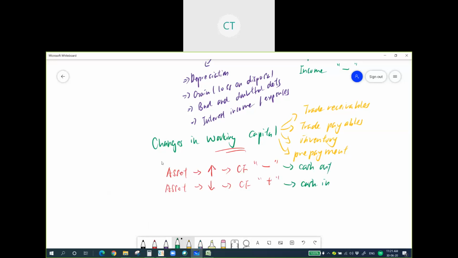On the other hand, for your liability, if your liability value increases, the cash flow is positive. If your liability decreases as compared to last year, the cash flow impact is negative. Negative means cash out. Positive means cash in.